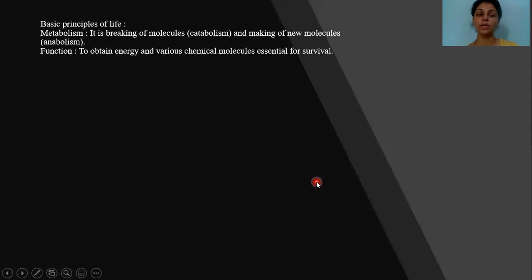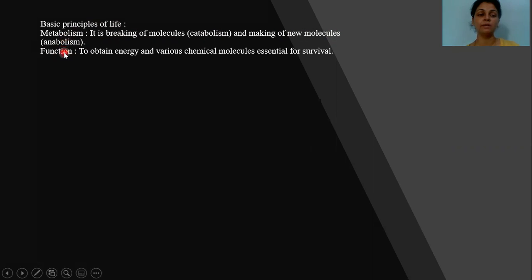Now, what are the basic principles of life? What are the different basic principles of life? Now, if you see here, one is metabolism. Metabolism means the energy releasing and energy absorbing processes which are taking place in the body. In short, जितने भी एक्टिविटीज होते हैं बॉडी के अंदर, those all are metabolic activities. जहाँ पे either molecules break होते हैं, तो वो catabolism रहेगा, and molecules form होंगे तो it will be anabolism.